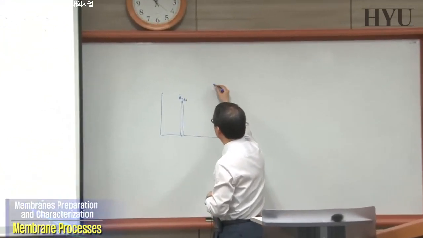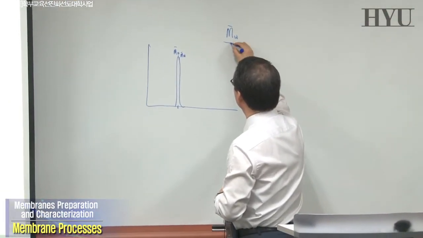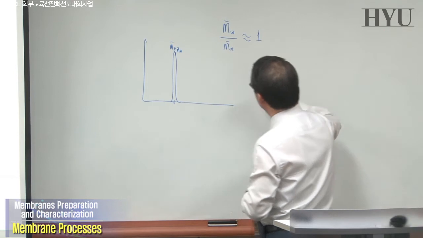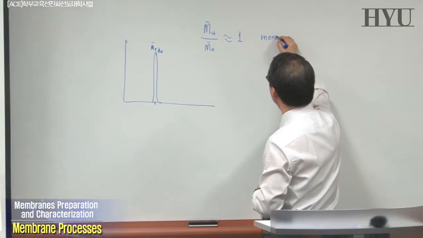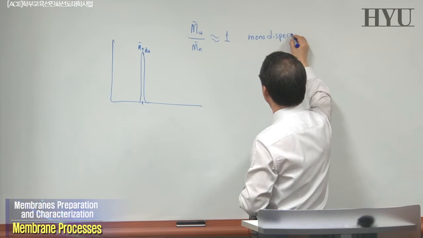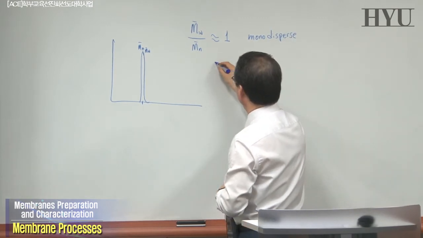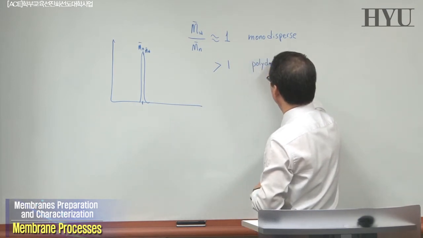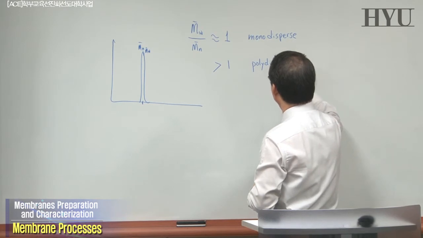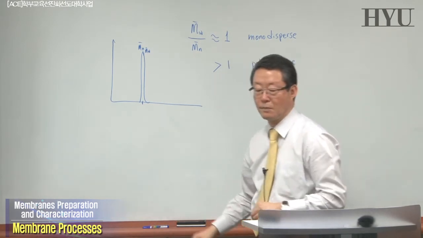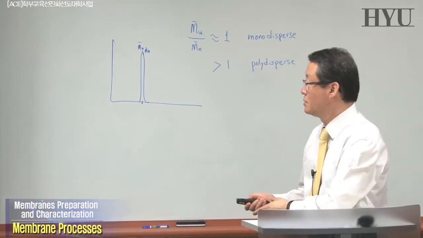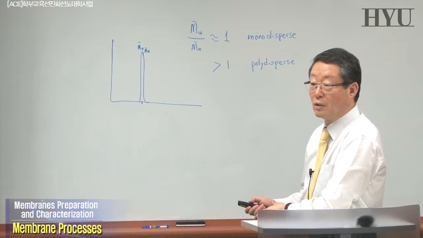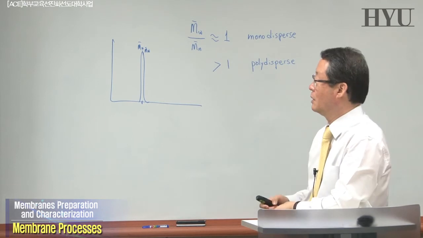Okay, if you define Mw bar divided by Mn bar is very close to 1, we have a monodisperse polymer. If it's greater than 1, we call this a polydisperse polymer. In this case, Mw divided by Mn bar is greater than 1 because Mw bar is much larger than Mn bar.